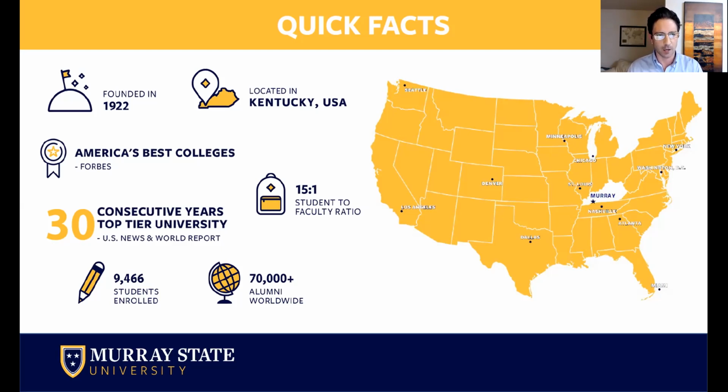We are considered one of America's best colleges. This is by Forbes magazine, and we also get very good rankings from US News and World Report as being a top tier university in the United States, and we've had that recognition now for 30 years. So we have a very strong academic offering here at Murray State University. We're also very affordable, and the environment here is very welcoming and very friendly for international students.